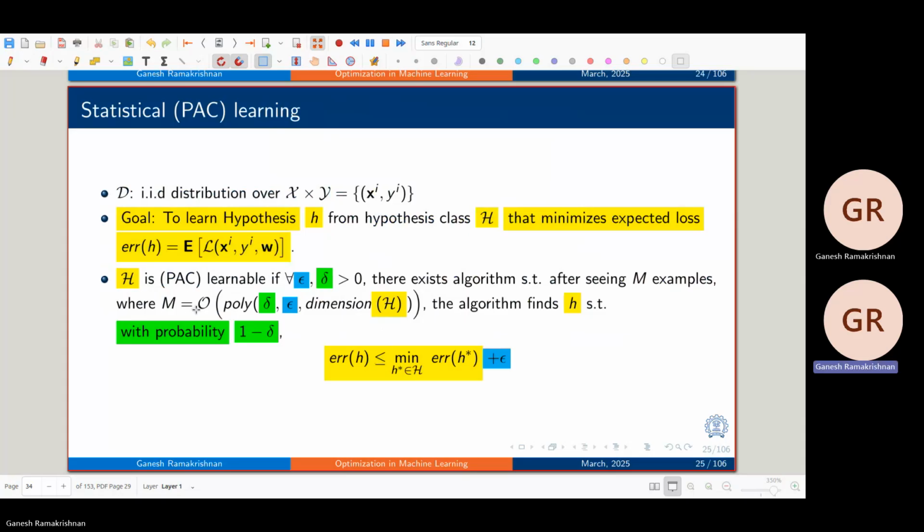So what does this mean? Basically, the moment I say that H is PAC learnable, then I can quantify the number of examples I'll require to find a reasonably good, probabilistically good, and empirically good hypothesis.